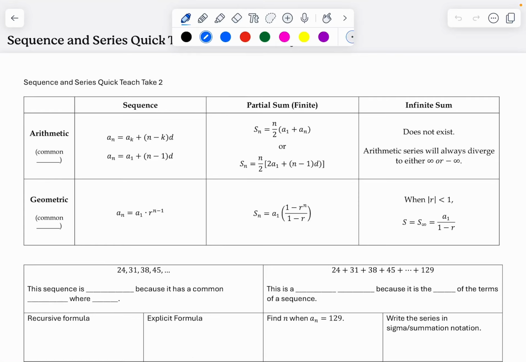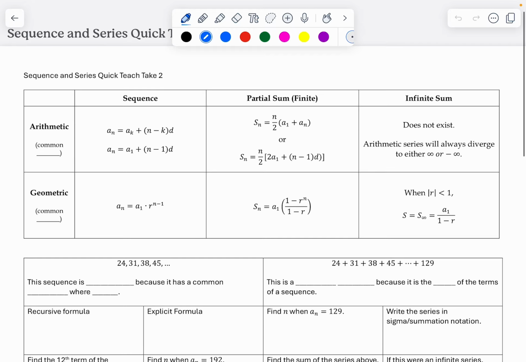We are going to do all things sequences and series all in one worksheet, one set of notes. I'm calling this the quick teach because we have just had kind of a chaotic schedule. So, ready or not, here we go.